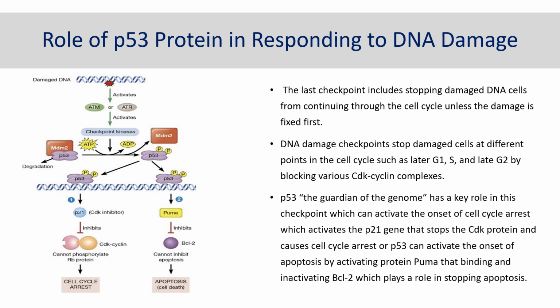So lastly, let's go over the role of p53 protein in responding to DNA damage. This last checkpoint is important in that it stops and prevents damaged DNA cells from going through the cell cycle unless they get fixed first. That occurs multiple times in the cell cycle, like in late G1 phase, in the S phase, and in late G2 phase, by stopping the CDK cyclin complex. The protein p53 plays a central role in this by activating other proteins and enzymes that prevent cell division of damaged DNA cells from occurring. That is why p53 is also referred to as the guardian of the genome.